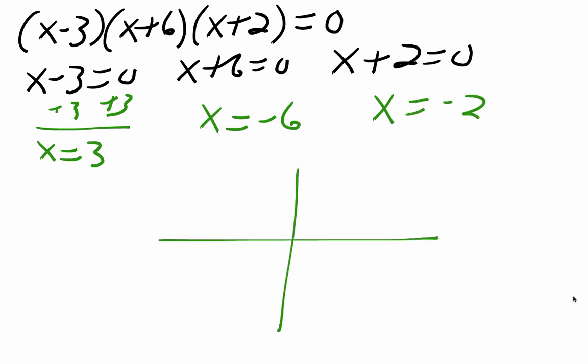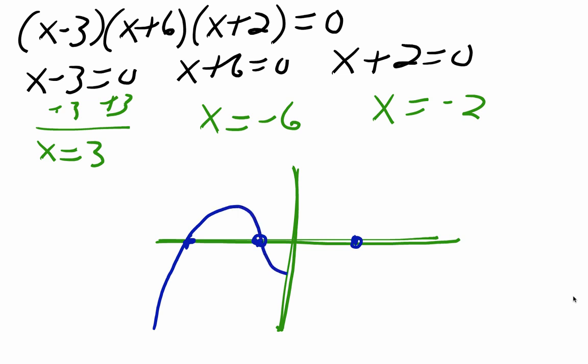So if I graph that, there would be a point at 3, a point at negative 2, and a point at negative 6. Then it's going to go something like that. Those points are my zeros. When I put those numbers in my original polynomial function, I would get 0 as an answer, which makes sense because I'm on the x-axis, which means my y-coordinate is 0.